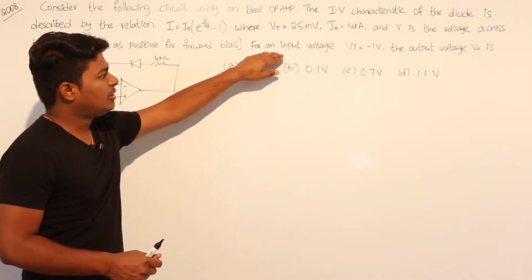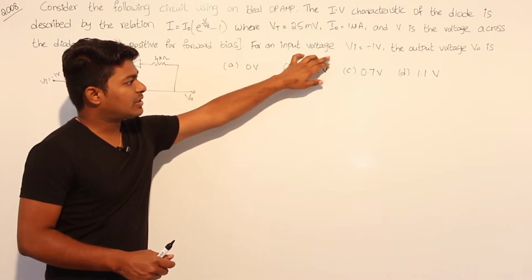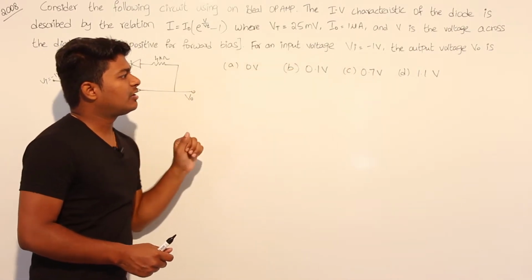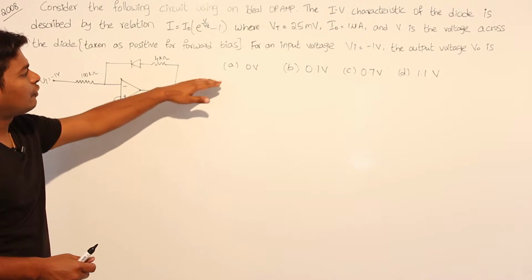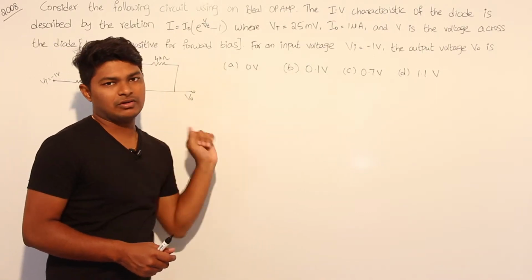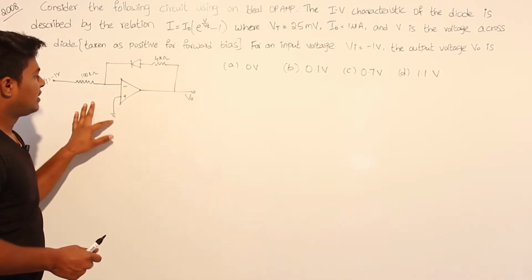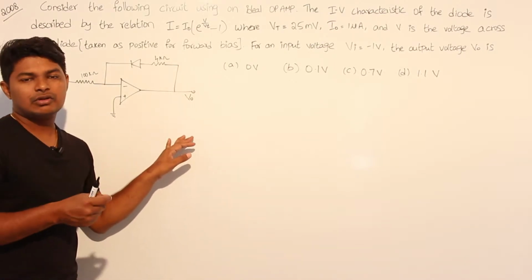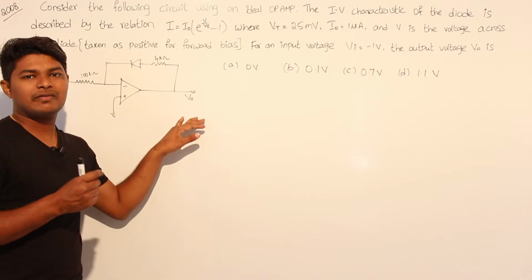Now, for the input voltage Va = -1 volt, the output voltage V0 is given by, and they give 4 options: 0 volt, 0.1 volt, 0.7 volt, 1.1 volt. This is the diagram given. If you know the concept, you can solve this question very easily.